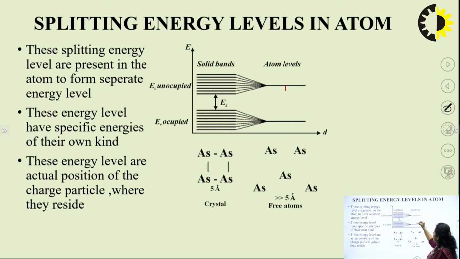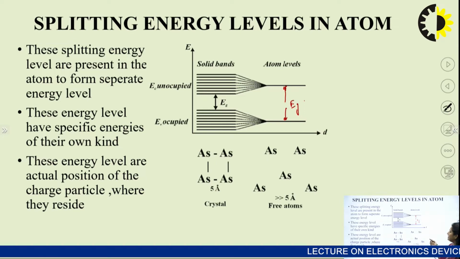Here the energy band gap is very high, but as the energy bands get split, the energy band gap reduces. These energy levels have specific energies of their own kind. They have particular energies. These energy levels are the actual positions of the charged particles where they reside.